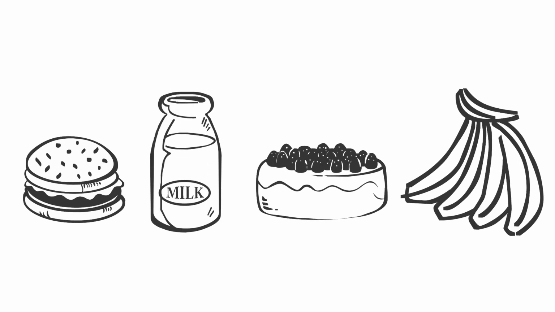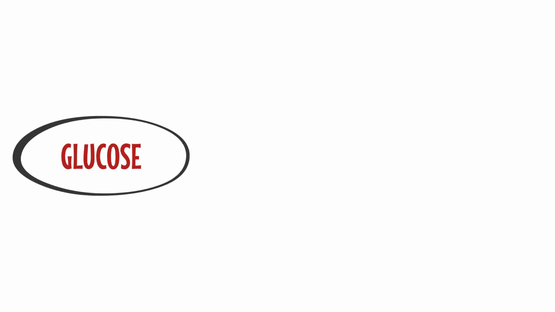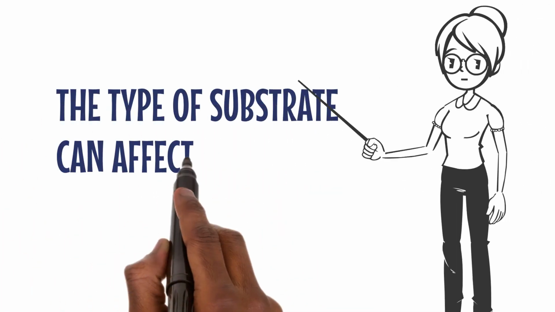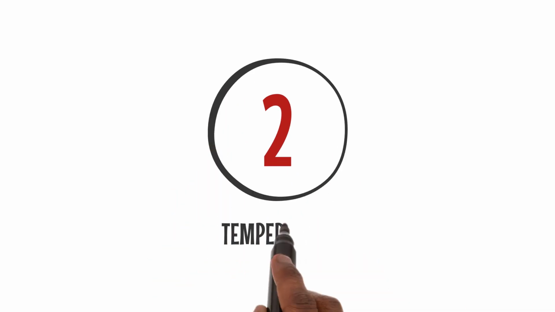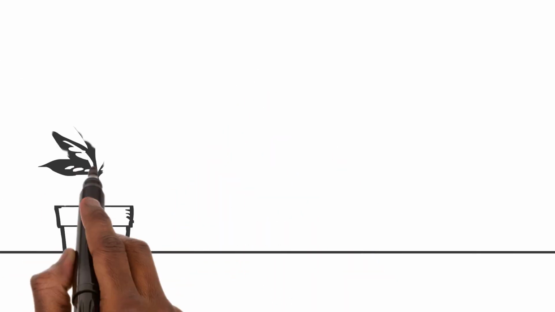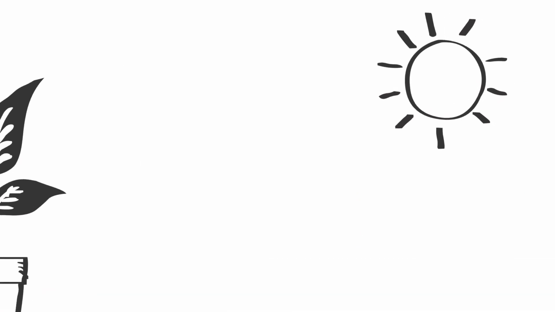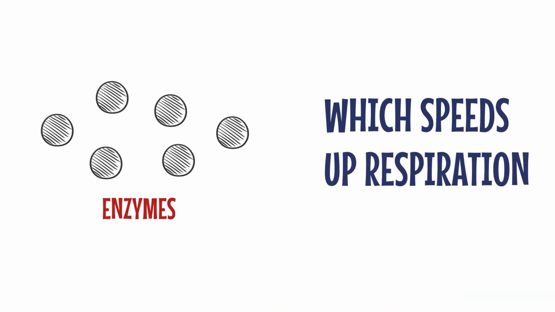Just like we prefer different types of food, plants also have their favorite snacks. Some substrates, like glucose, provide more energy for respiration. So, the type of substrate can affect the rate of respiration. The second factor is temperature. Now, imagine a plant enjoying a sunny day. Warmer temperatures make the plant's enzymes work faster, which speeds up respiration.